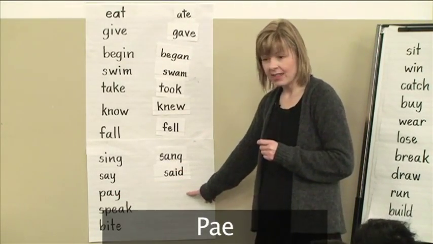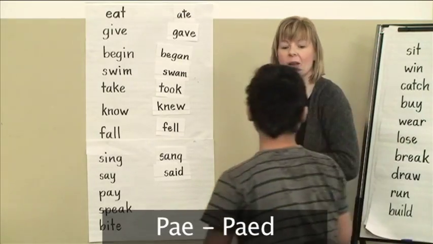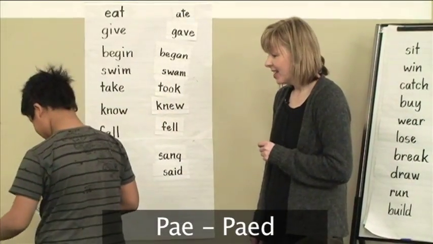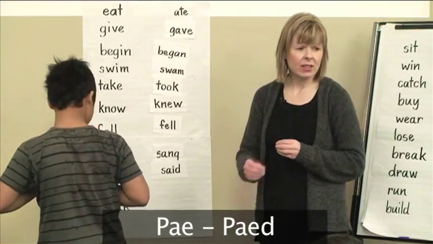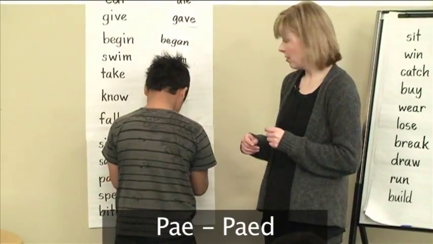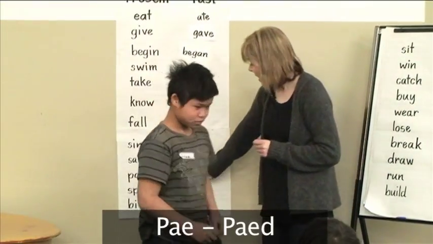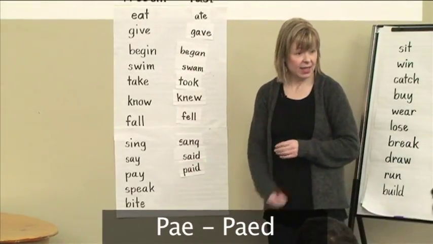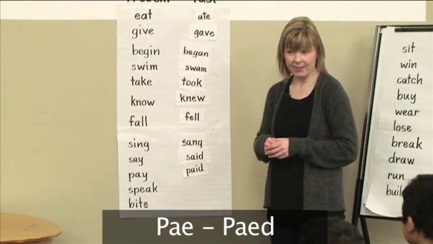This is kind of confusing because for pay, we also have AI. Who has the past tense of pay? Paid. So for paid, we say the long A sound, paid. He paid the bill, right?